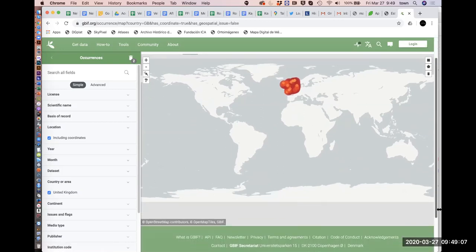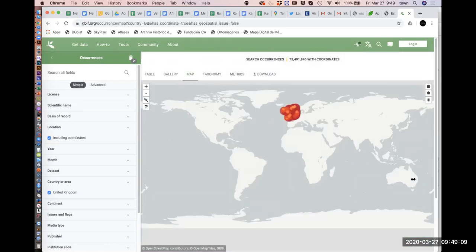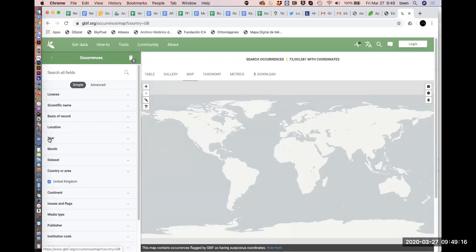How do you go back to the not hide it view? I don't know. No, I loved it. I'm so sorry, people. Okay, by getting rid of including coordinates.